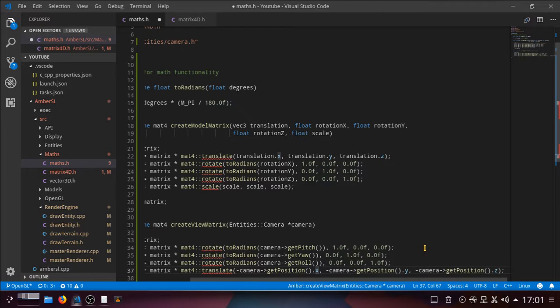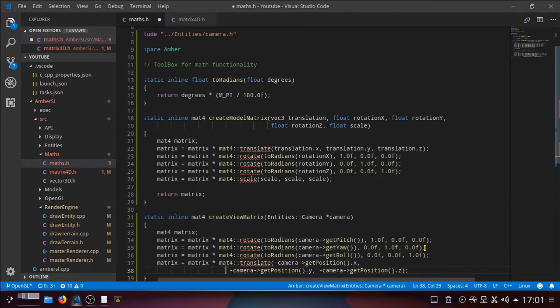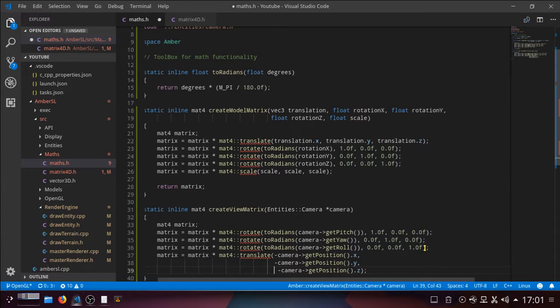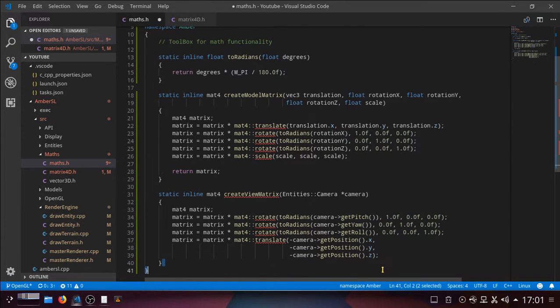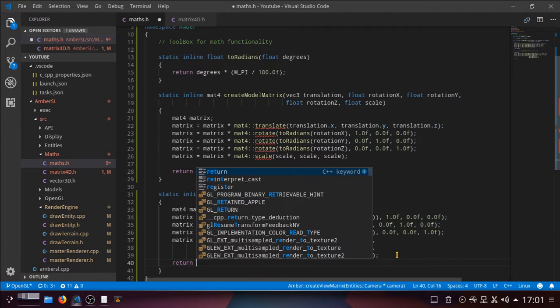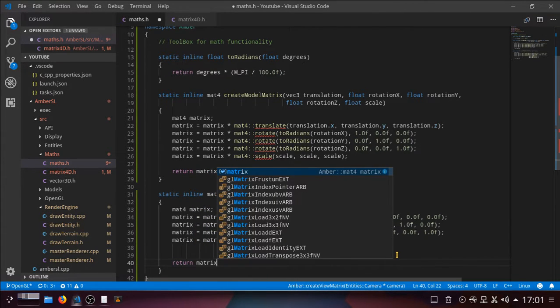Now I'm going to do something special. Let's do that to there, so you can see it properly. Minus camera, minus camera, minus camera. Get position, get position, get position. Oh, and that's it. That's all we need to do. So the last line there is return matrix. That's all it is.